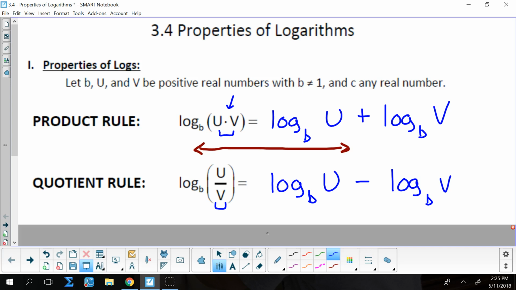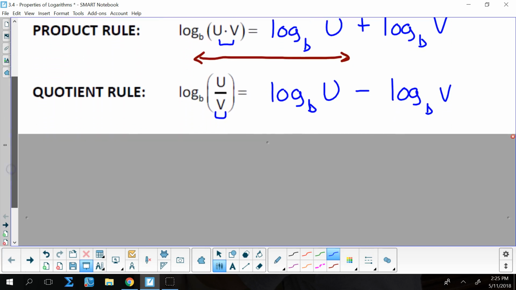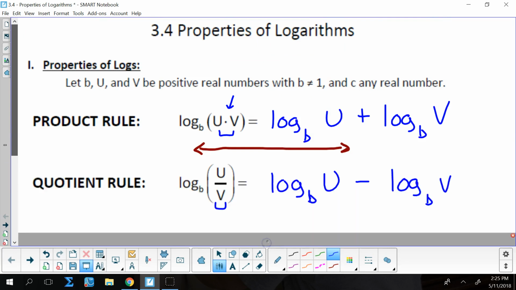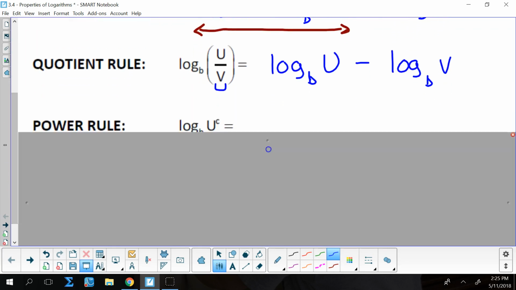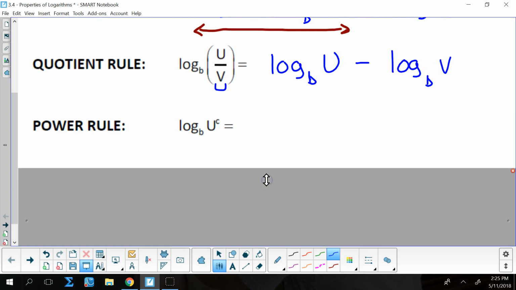Okay? Our next one is, well, that jumped on me, every once in a while it'll do that. Okay? The next one is the power rule. The power rule says that if I have something taken to a power here in the argument, I can take this exponent and I can put it out in front. So then this would become c times the log base b of u.